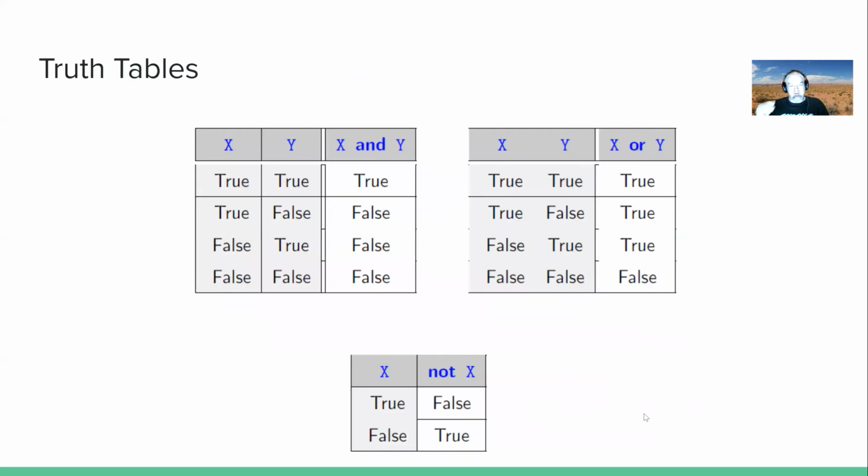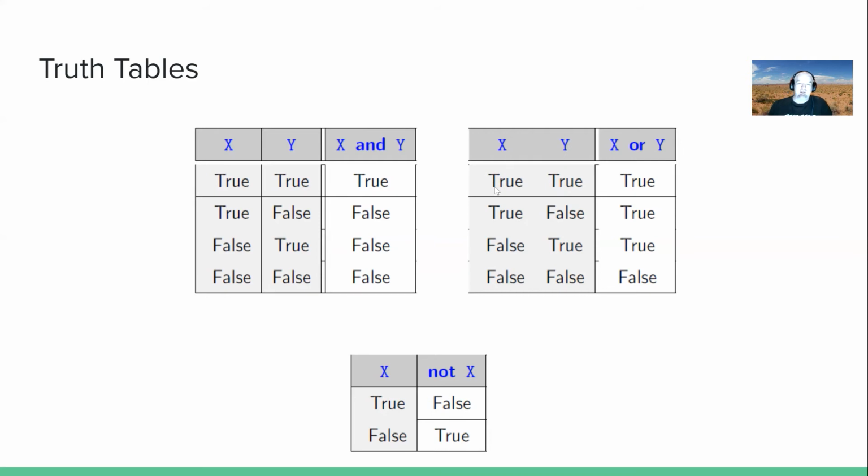Instead of reading it out, it can be useful to think of it in terms of logic or truth tables. This is essentially all possible outcomes for and, or, and not. In the case of and, if X is true and Y is true, then it would evaluate as true. If X is true and Y is false, or X is false and Y is true, or X and Y are both false, all of these evaluate as false for the and, right?